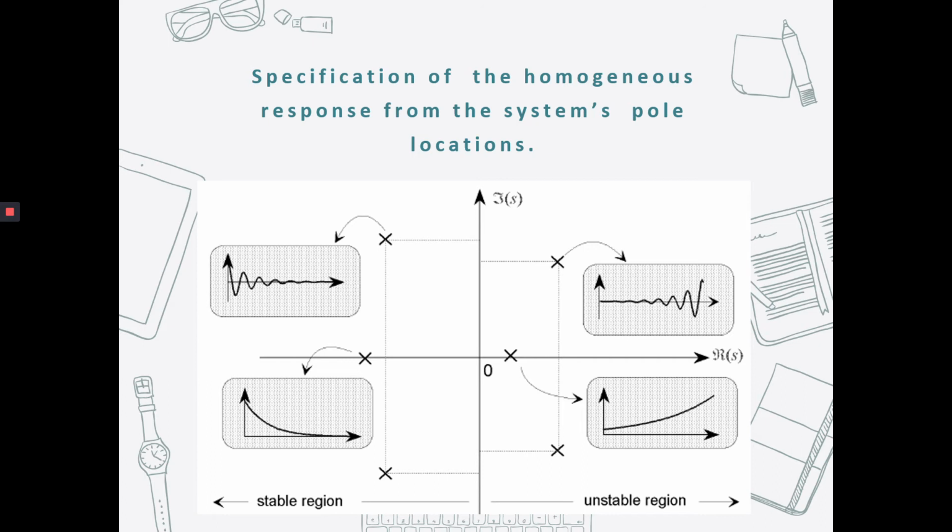So this is the specification of the homogeneous response from the system's pole location. This is based on the location of your poles or roots, whether they are complex conjugate on the left side, complex conjugate on the right side, or real roots on the real axis. The left side represents a stable region while the right side represents an unstable region.